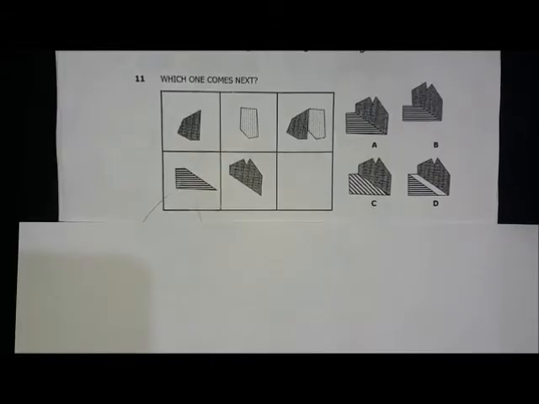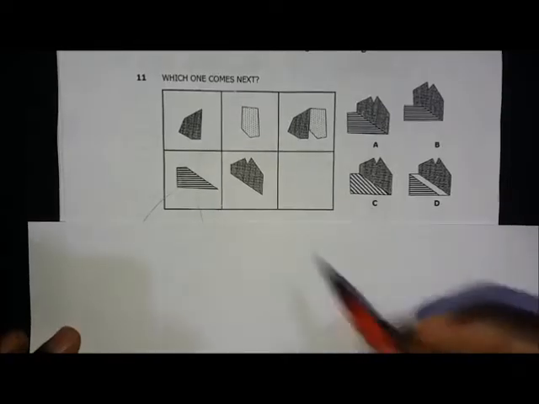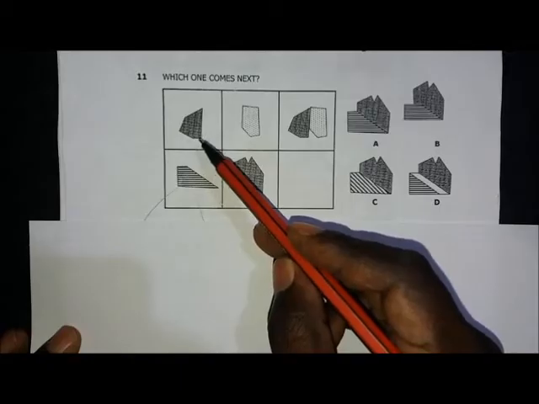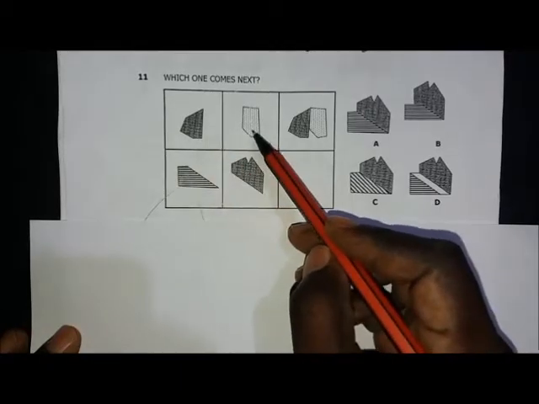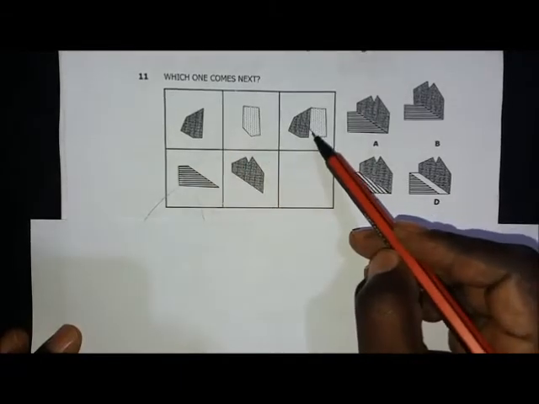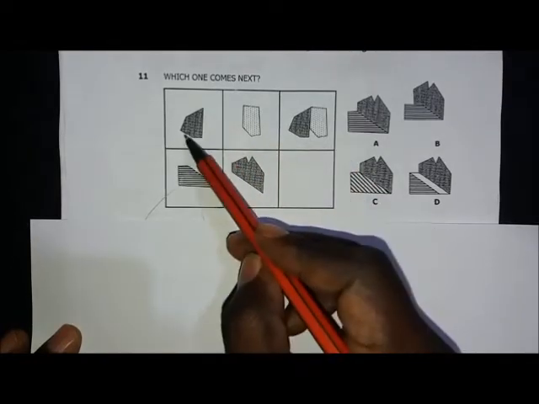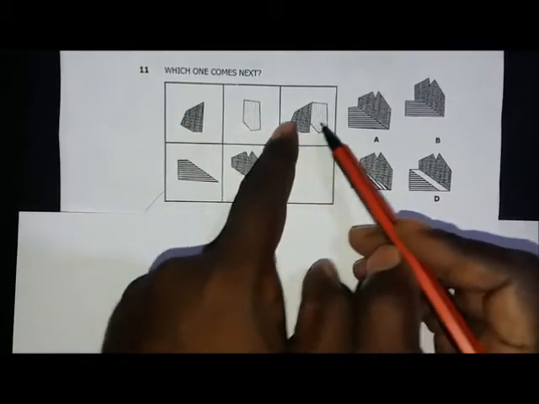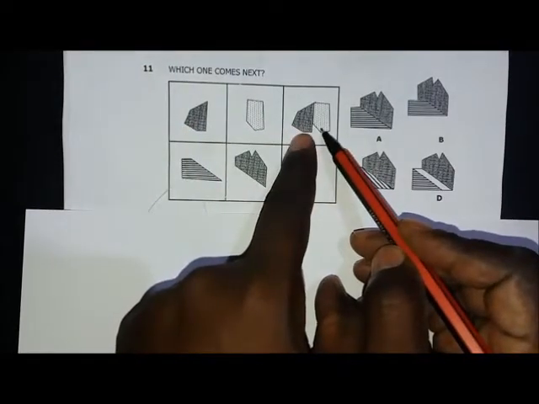Hi, we are continuing to look at the solutions for the Special Paper 2 2016 exam. Now we're on question 11. Which one comes next? You have this shaded shape here and that. And in this box, what they have done is they've combined this and that. The two have been brought together, and here they are.